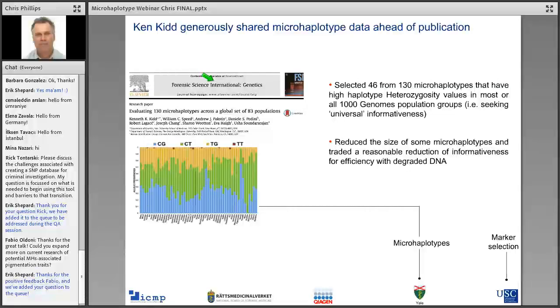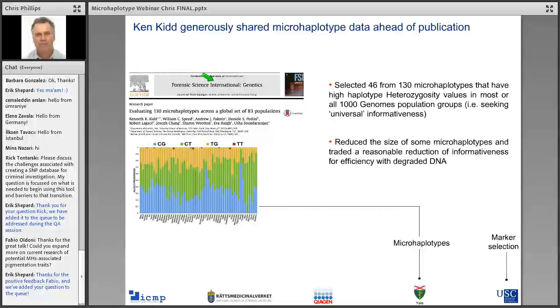So that was a bit of an ask, but it was important to establish that we had a reasonably balanced set of heterozygosities levels across population groups. And you could see from Ken's slides that that's not always the case with some microhaplotypes.